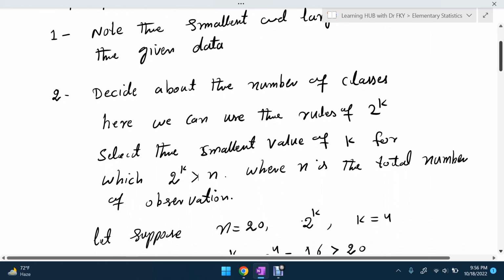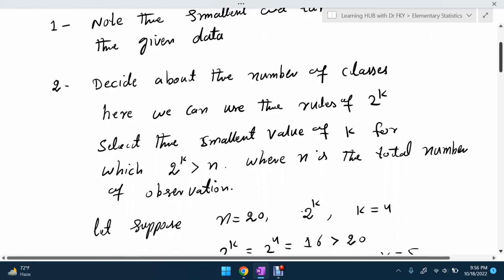The second step is to decide about the number of classes. This depends on how many observations there are in the data. In this tutorial, we use the rule of 2 power k. Select the smallest value of k for which 2 power k is greater than n, where n is the total number of observations of the given data. So choose k when 2 power k is greater than the number of observations. Then that k is the number of intervals for your data.